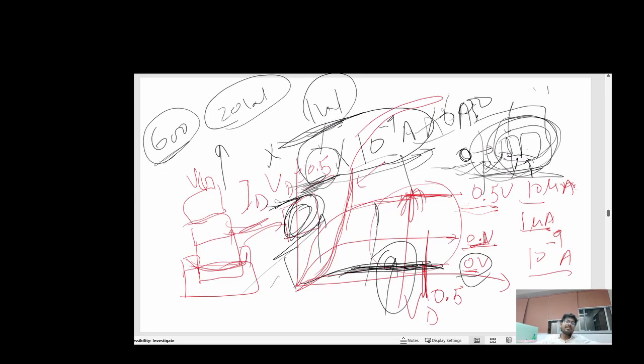Sometimes people say if you are not using your mobile phone for the whole day, just switch it off. It is not consuming any power.